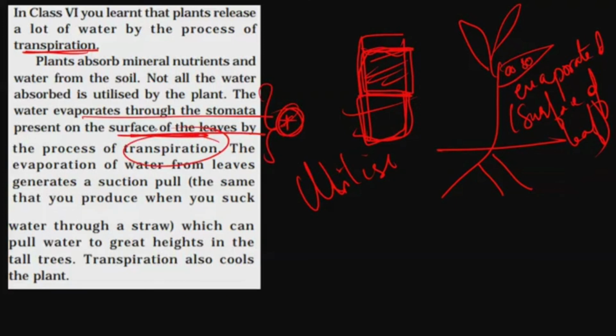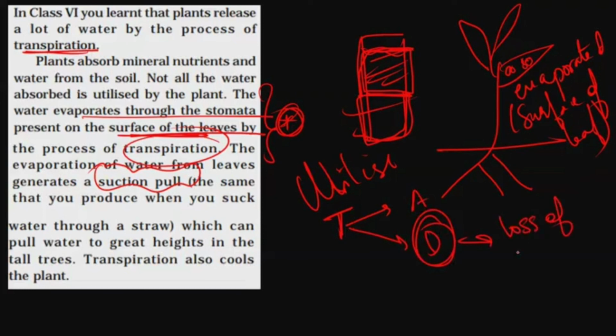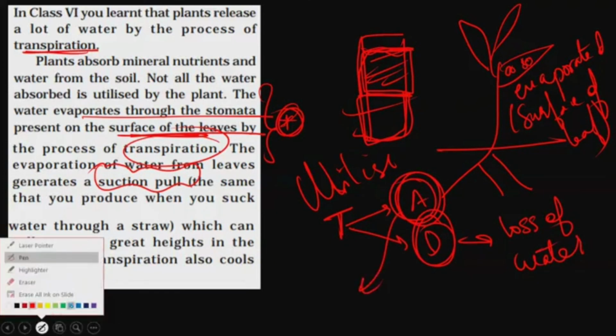And this evaporation generates a suction pull. Now, what is this actually talking about? Transpiration has some advantages and some disadvantages. What is the disadvantage? It causes loss of water. But there are some advantages. So, first advantage, I will change the color.